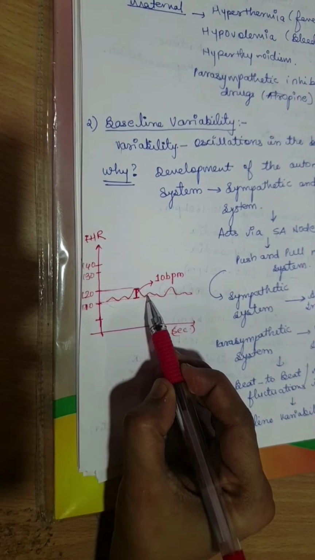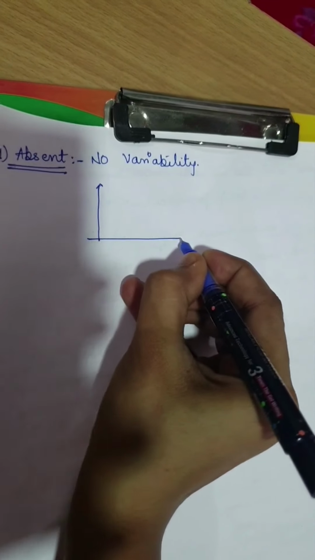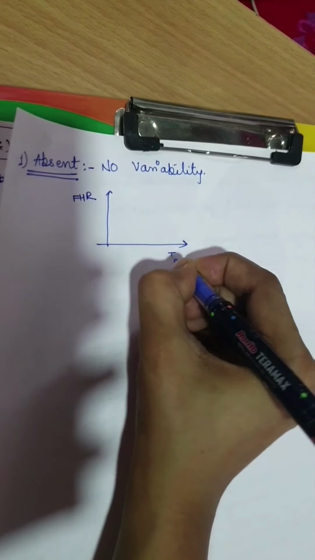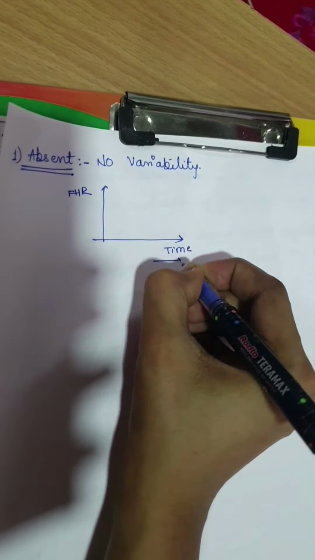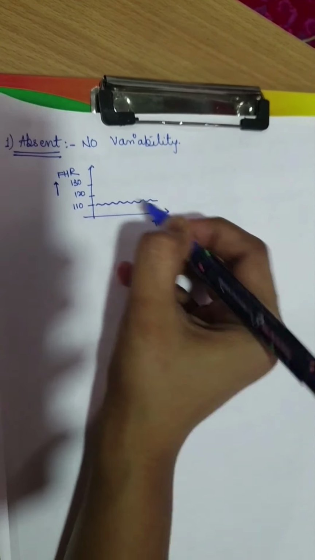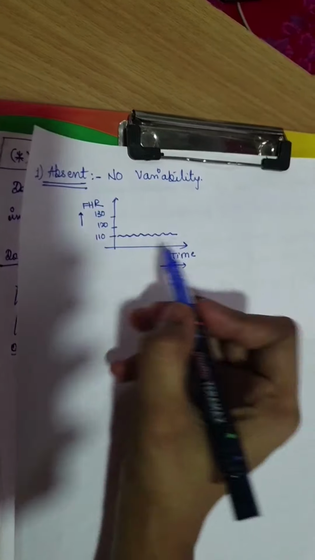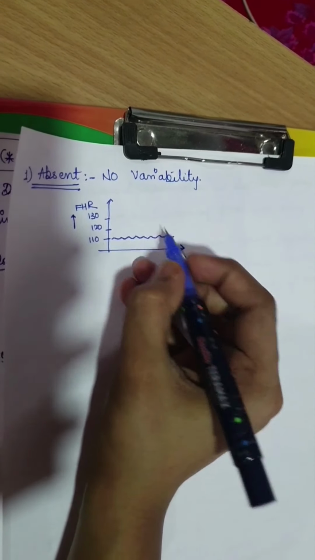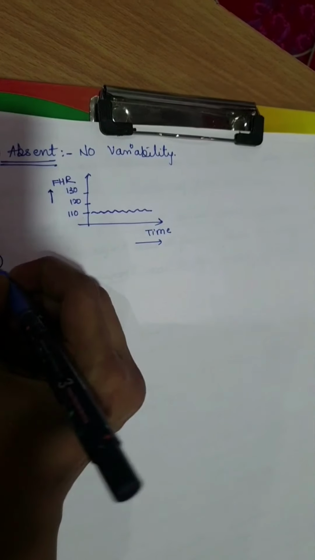Now, the baseline variability might be first absent, where there is no variability. Means if these are the fetal heart rate and this is the time, that is 110, 120, 130 beats per minute, this will be the baseline. See over here, we don't see any fluctuation or any variation. It is straight. No fluctuations are seen. This is the absent variability.